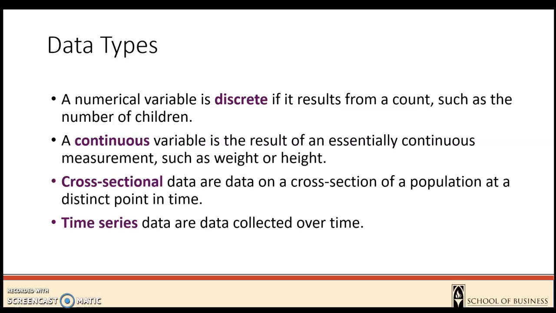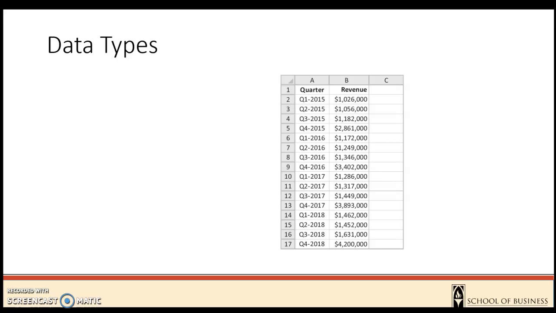But we do deal with time series data, which is just data collected over time. One of the examples that we'll do is tracking crime statistics as a function of time. We're looking at how one specific individual crime changes as we go along. This is just typical time series data. We're looking at revenue per quarter as we go along.